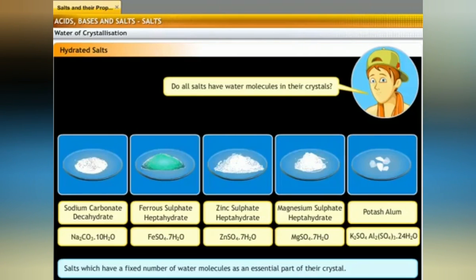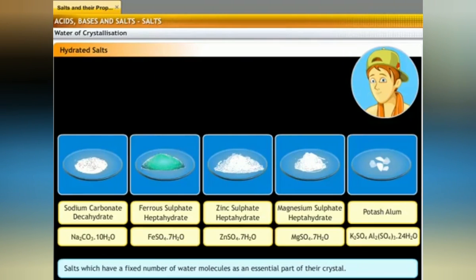Do all salts have water molecules in their crystals? Not all. Only some salts have water molecules in their crystals. For example, sodium carbonate decahydrate, Na2CO3·10H2O. Ferrous sulfate heptahydrate, FeSO4·7H2O. Zinc sulfate heptahydrate, ZnSO4·7H2O. Magnesium sulfate heptahydrate, or Epsom salt, MgSO4·7H2O. Potash alum is a sulfate of potassium and aluminium with 24 water molecules, K2SO4·Al2(SO4)3·24H2O.